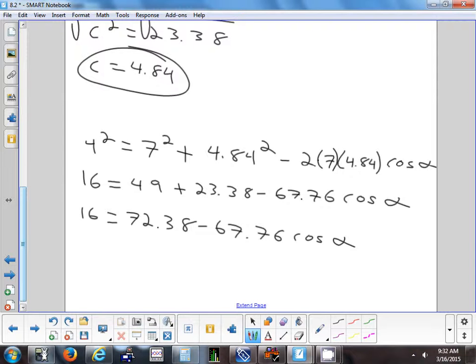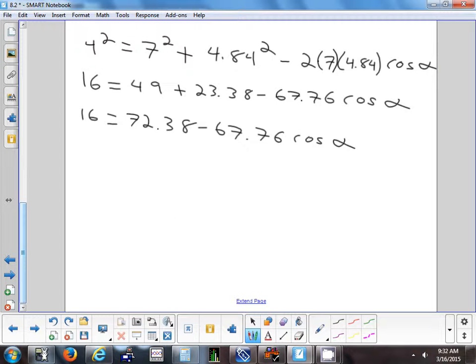Okay, now what's my next step? Yeah, Cassie. Subtract 72.38 from both sides. Yes. Why not do 72.38 minus 67.76? Because it's going to do cosine multiplication. Right. You can't subtract the 72 and the 67. They're not like terms. This equation is basically like solving this.